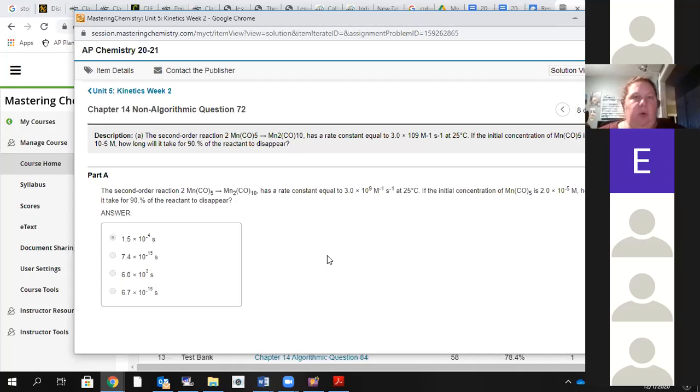All right. So we know we have a second order reaction. They tell us our rate constant K. If the initial concentration is 2 times 10 to the -5, how long will it take for 90% of the reaction to disappear? Okay, so anytime we're talking about time, the only equations that we have that have time in them are those integrated rate laws, those ones that are on your blue equation sheet.